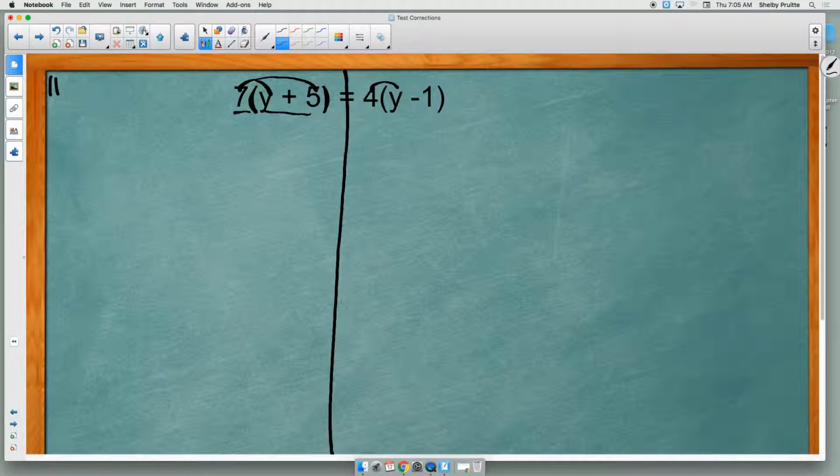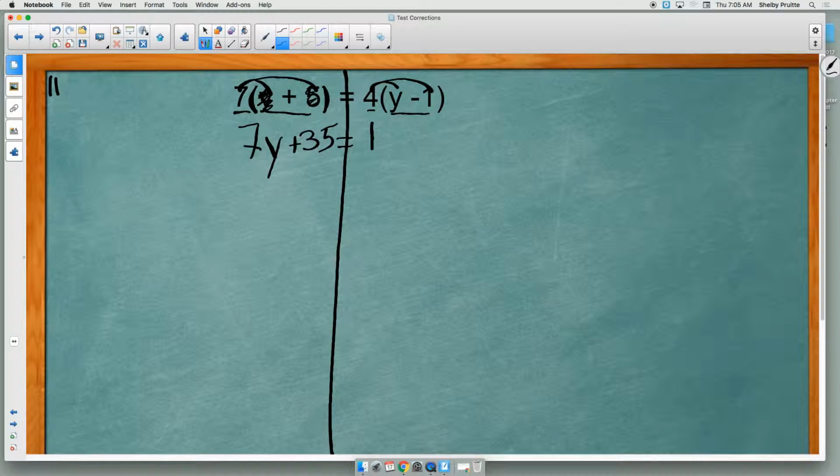Same on this side. Those are the same things. Have to do it twice. So I start with 7 times y. Gives me 7y. My y is gone. I've already taken care of that. Now I have to do 7 times a positive 5. It gives me a positive 35. So I've got that taken care of. I've expanded it. Now I need to do the other side.